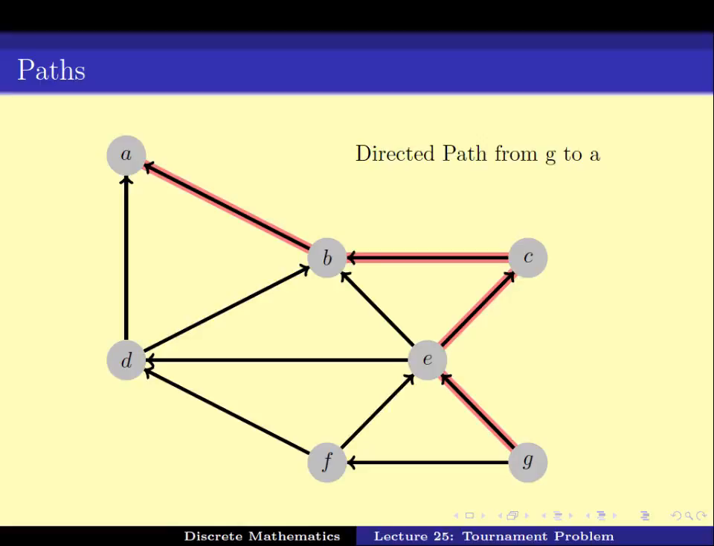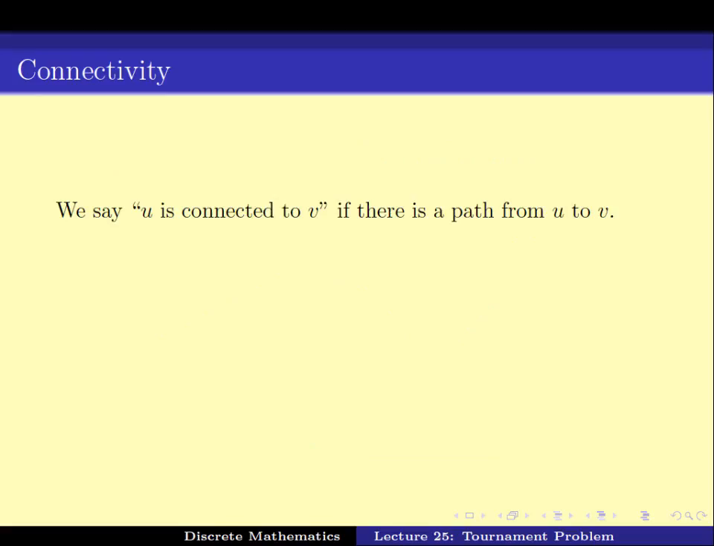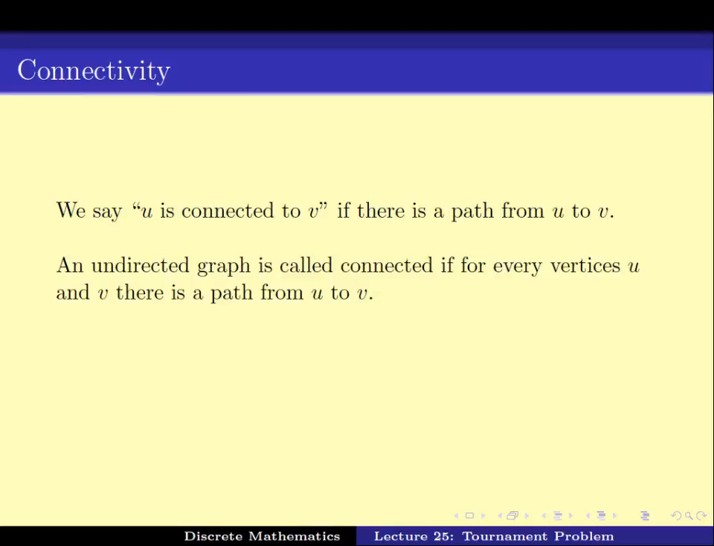In an undirected graph, we say U is connected to V if there is a path from U to V. In an undirected graph, this concept of connectedness forms an equivalence relation, and if there is a path from U to V, there is a path from V to U.